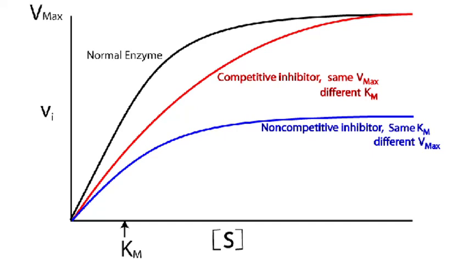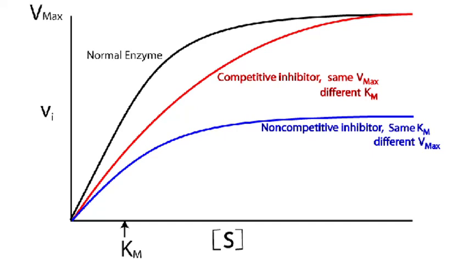So with competitive inhibition, enzyme function can be restored by adding more substrate, but with non-competitive inhibition, the enzyme's capacity is reduced regardless of substrate levels. So we can say that in non-competitive inhibition, the Vmax is decreased, but in competitive inhibition, the Vmax stays the same. What can we say about the Km value in competitive versus non-competitive inhibition?